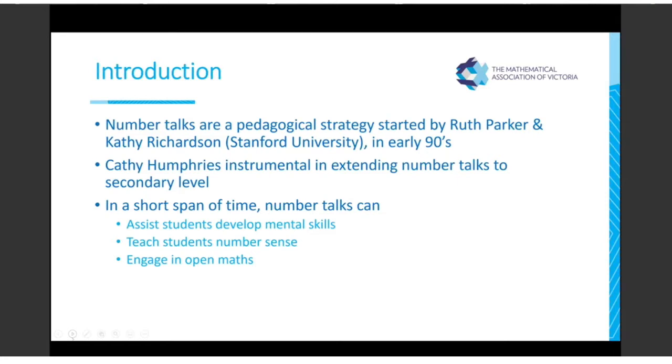You'll find that in a short span of time, number talks can assist students to develop their mental skills. They teach number sense, and we're also engaging in some open maths where we're sharing ideas and strategies and making it more open-ended. You'll also find a lot of the work on number talks in YouTube clips from Joe Bowler and team, again out at Stanford University.